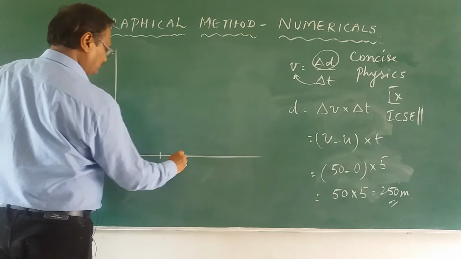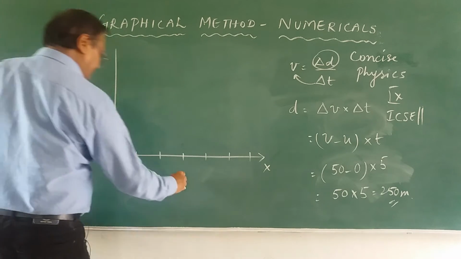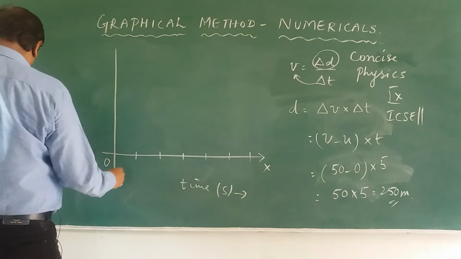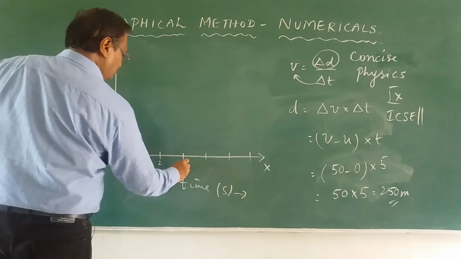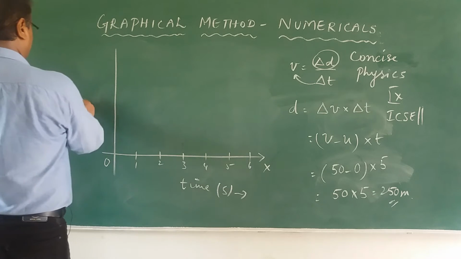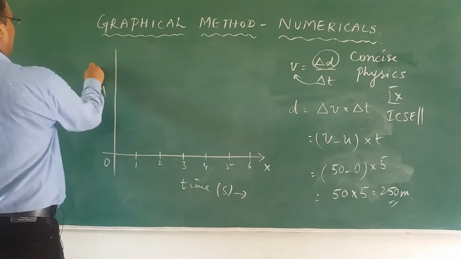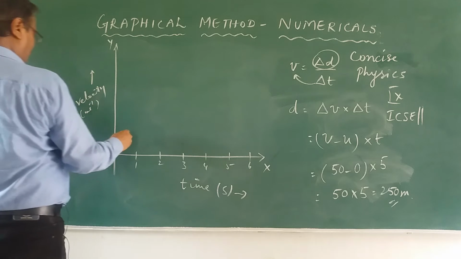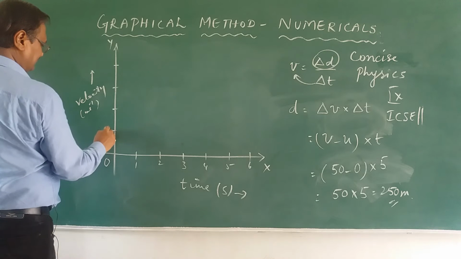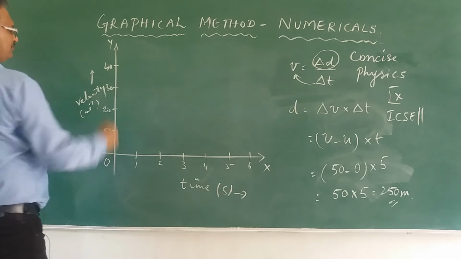Yes, this is the x-axis. The x-axis represents time. It is in seconds: 1, 2, 3, 4, 5, 6. And here it is giving velocity, meter per second, on the y-axis. The values are 10, 20, 30, 40.